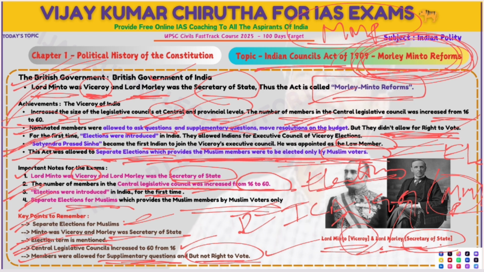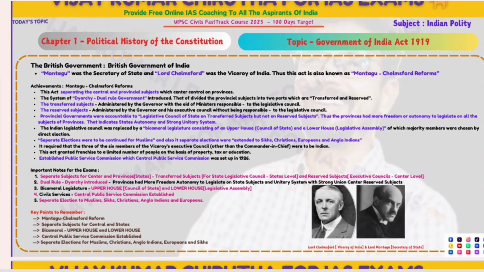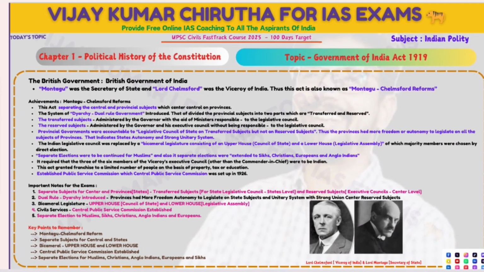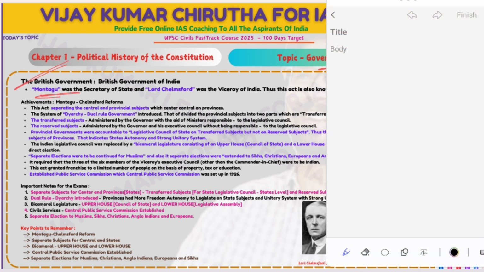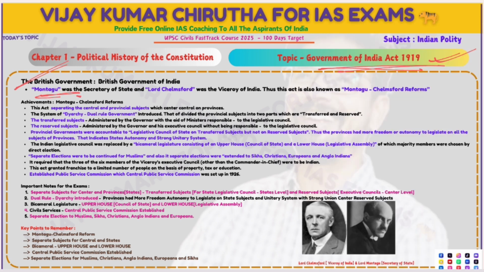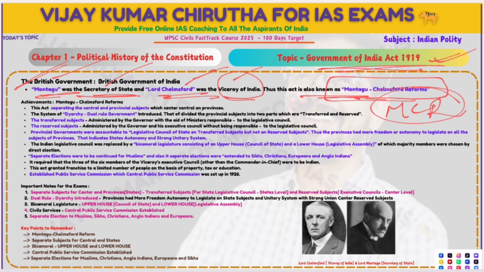So let's move to the next topic: the Government of India Act 1919. Montagu was the Secretary of State, and Lord Chelmsford was the Viceroy of India. Thus, this act is known as the Montagu-Chelmsford Reform. Remember that the earlier one was the Minto-Morley Reform, and this one is the Montagu-Chelmsford Reform, the Government of India Act 1919.